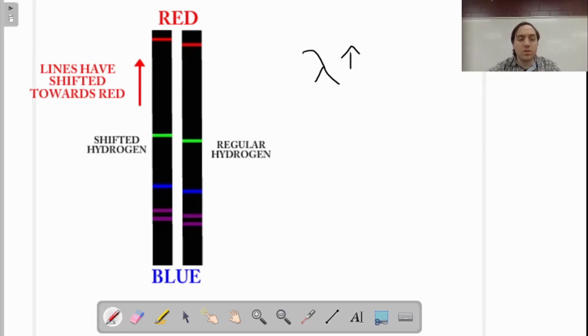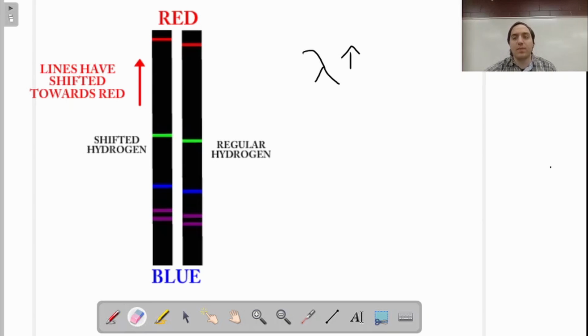Now, this small amount of shift is notable, but it also means that there's other changes going on. All these are producing different frequencies as well. This happens because the source of the light is moving away from us. The waves are farther spaced out. The crests are farther apart.